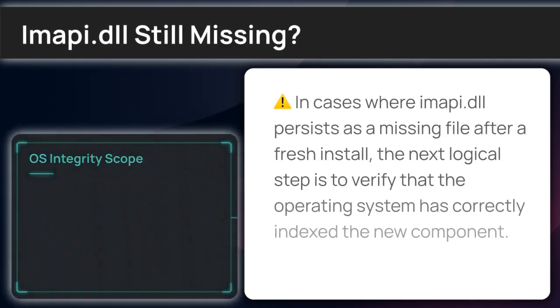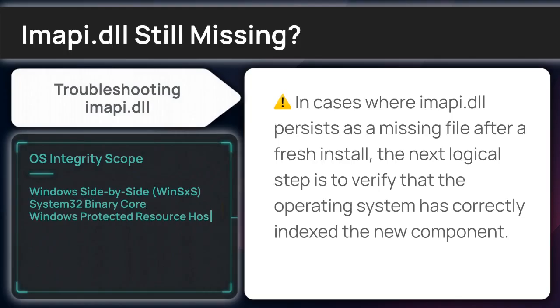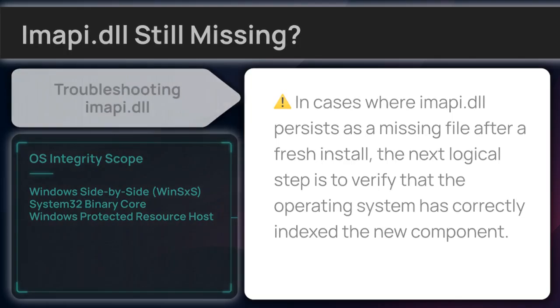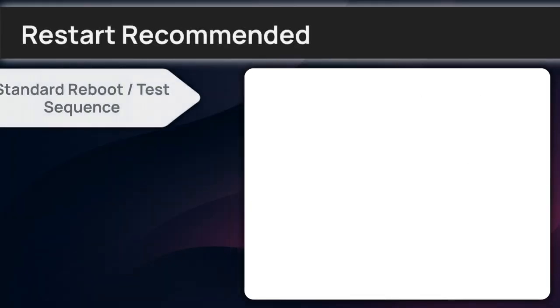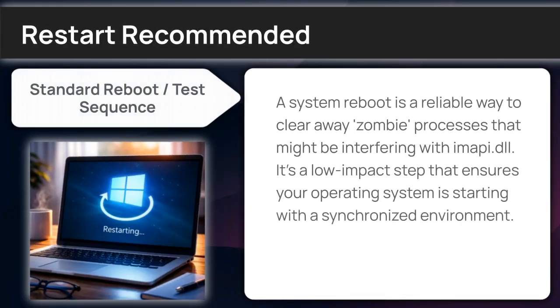If a standard reinstallation doesn't restore the library, we need to verify if the system environment is properly recognizing the new components. A standard restart allows the Windows bootloader to rescan your system directories and potentially recognize an unregistered Image Mastering API component.